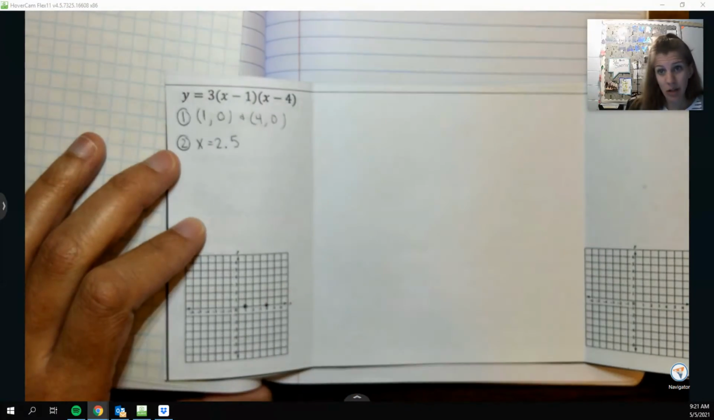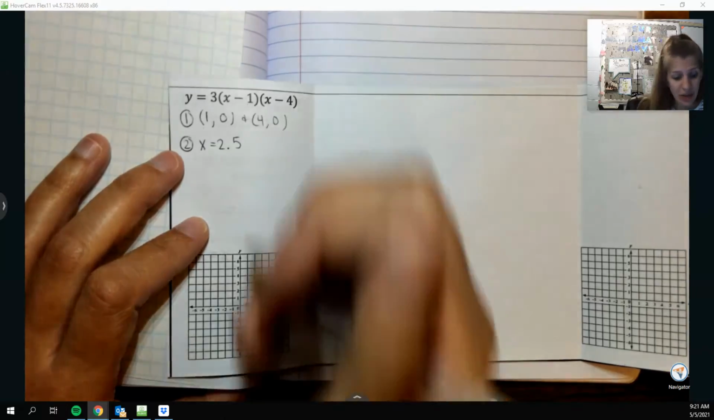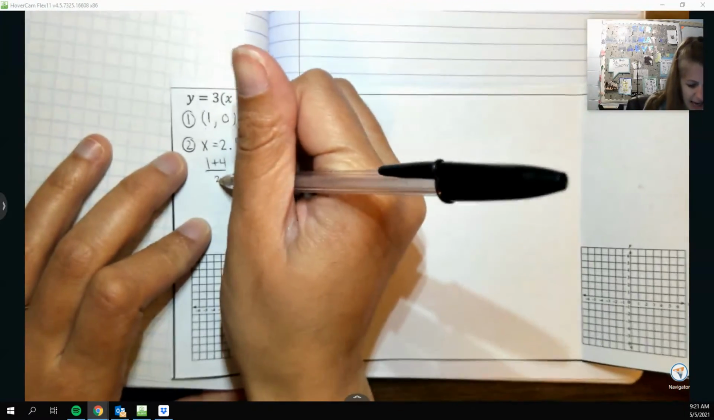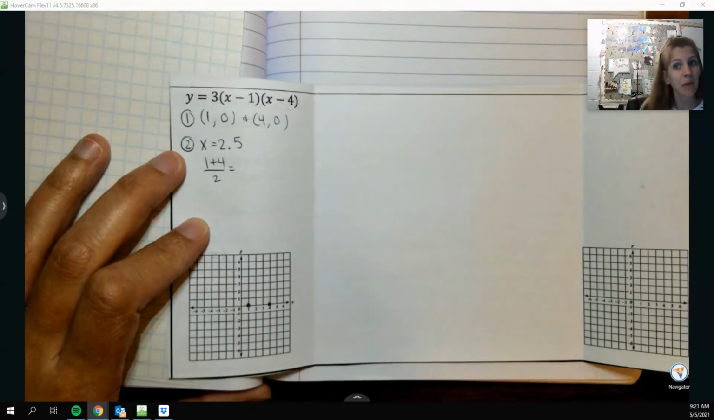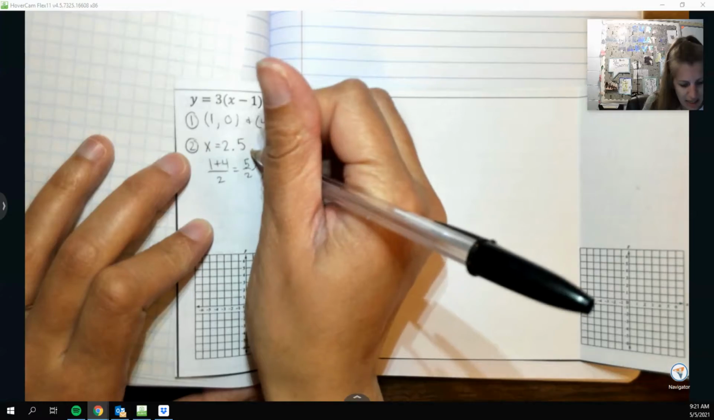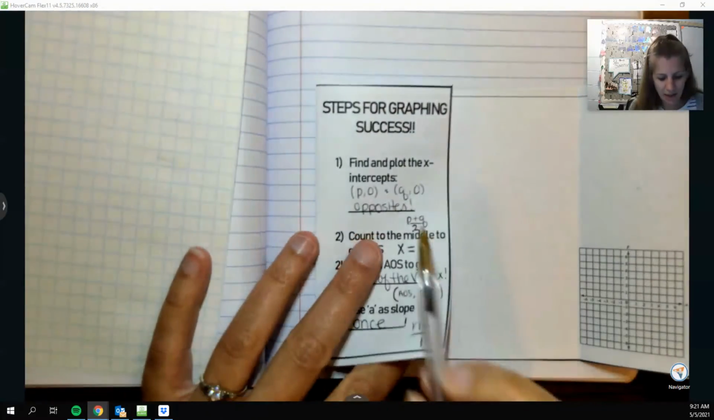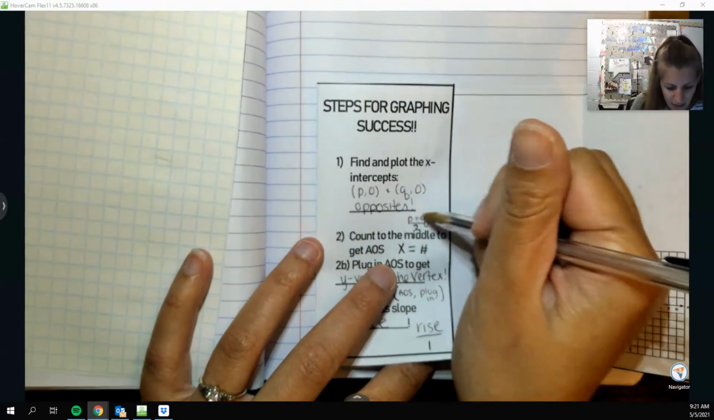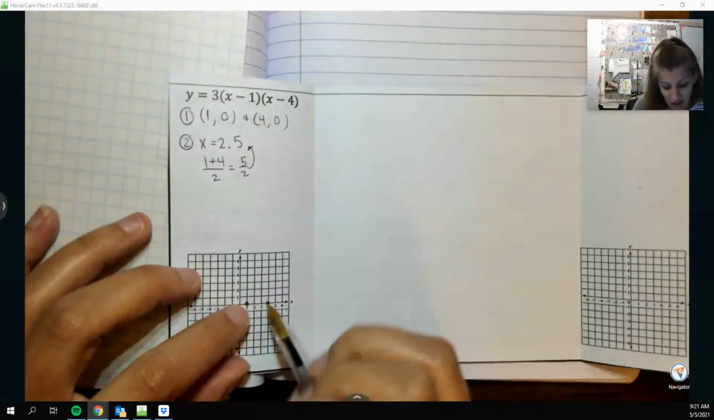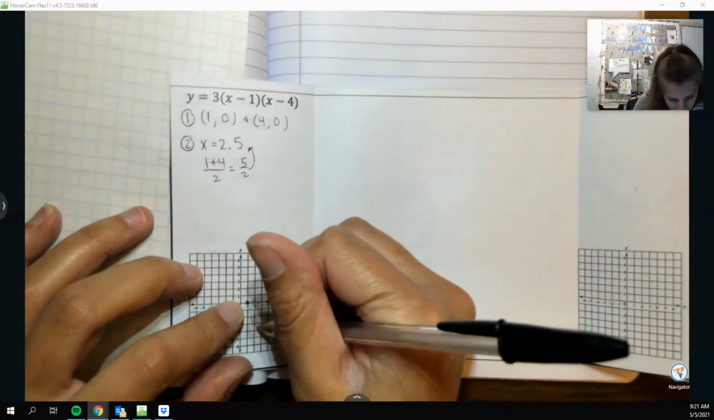Now, some of us I know really like a formula. So what I can do here is I can add up those x's and take half, because that's what I'm doing. Like I'm finding the halfway point. And so 1 plus 4 is 5, and 5 over 2 is half. So if you like a formula better, that's what this was right here. Okay, but I just like to count. And then I put in my line of symmetry.